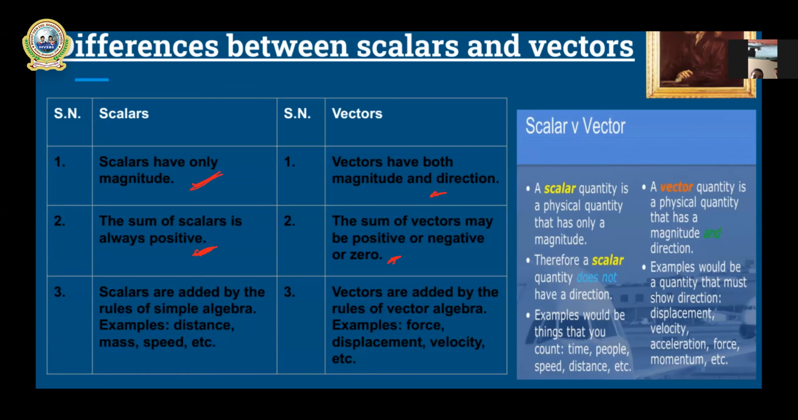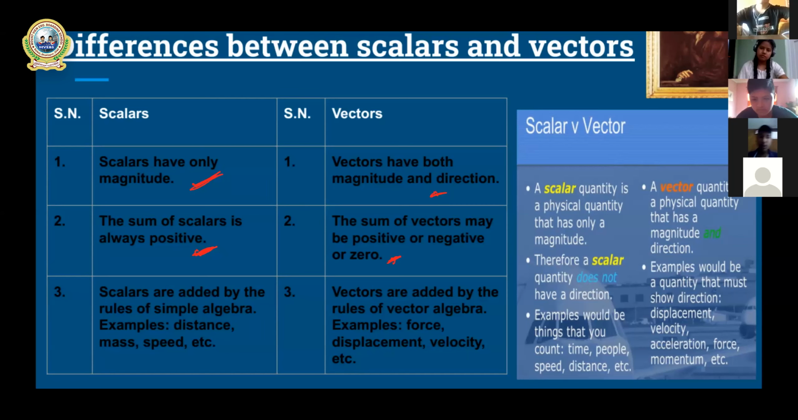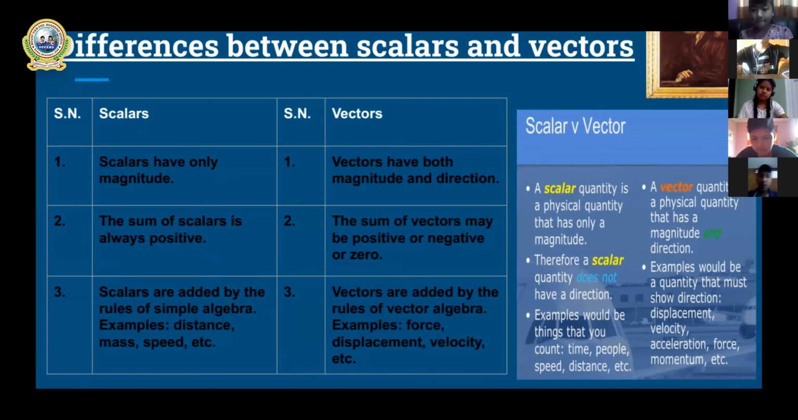And for the operations of scalars, if we talk about additions, we have very simple algebra, just like 2 plus 5 equals 7. Vectors are added by vector algebra. There are certain laws and rules by which we can calculate the problems of vectors. In science for class 9, we'll talk about the sum of vectors on the basis of directions.